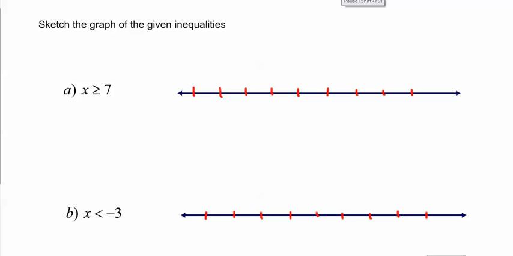Sketch the graph of the given inequalities. So the first inequality that we're given here is the inequality that x is greater than or equal to 7. And so we want to get a picture of that on our number line here.